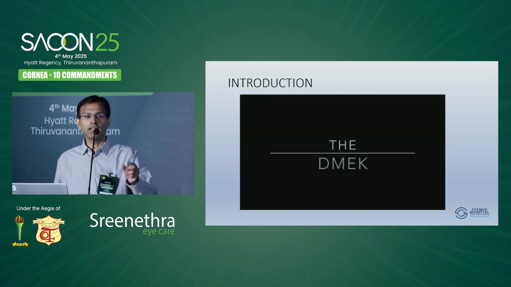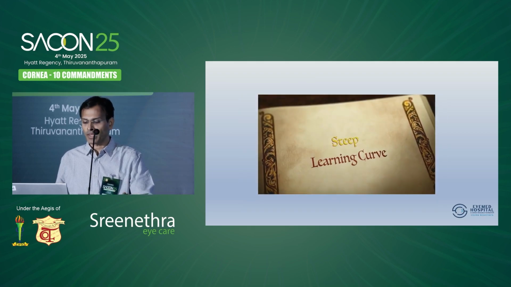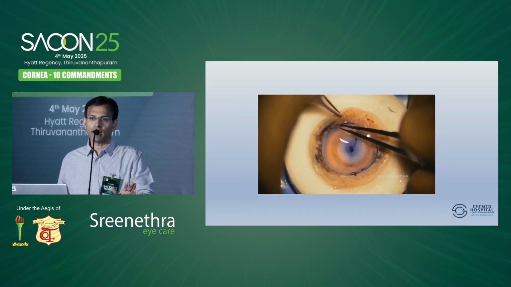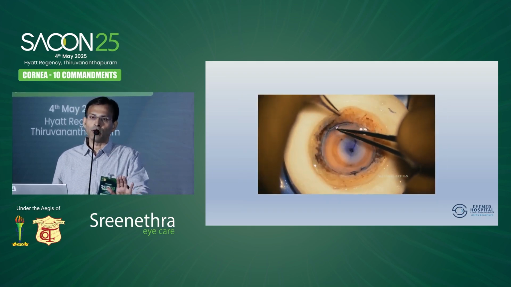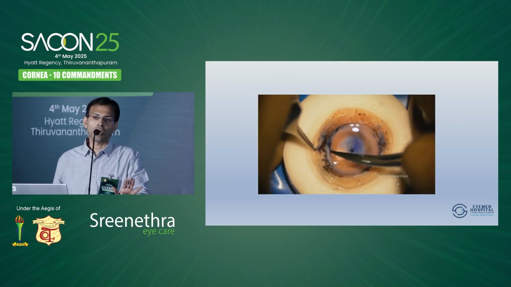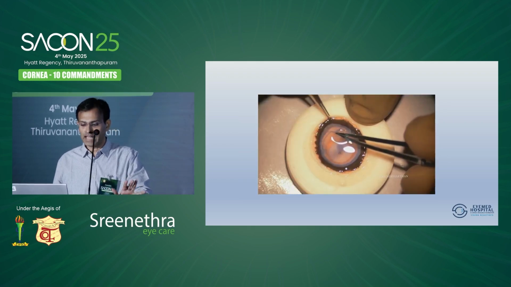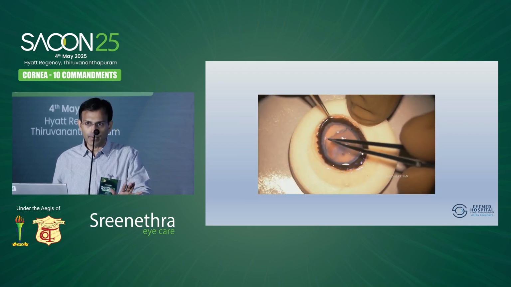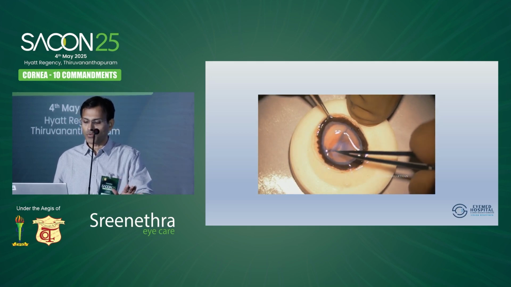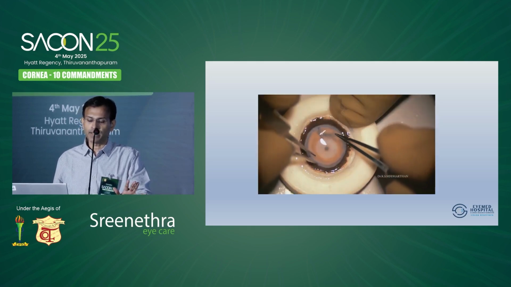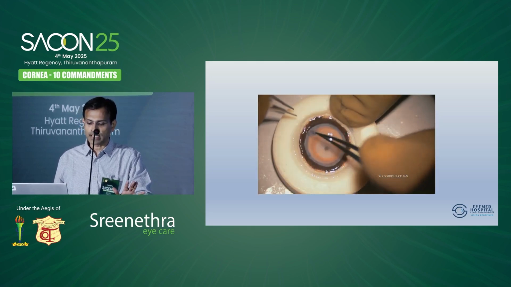So in DSAEK, there is a layer of stroma along with the Descemet's, whereas in DMEK, it's purely the endothelium with the Descemet's. The problem is there's a steep learning curve in DMEK, because when you do a DM stripping, there are very strong hemidesmosomal attachments of the DM into the stroma.